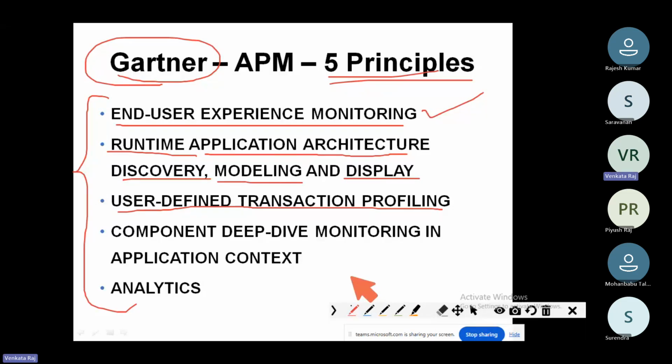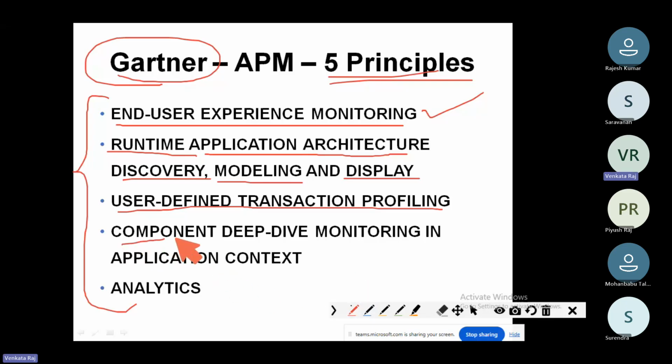Based on the transactions conducted by the user, the profiling will be done. As a result, they will be able to know the details about the transactions conducted by the users.